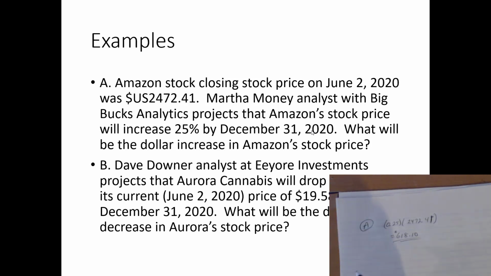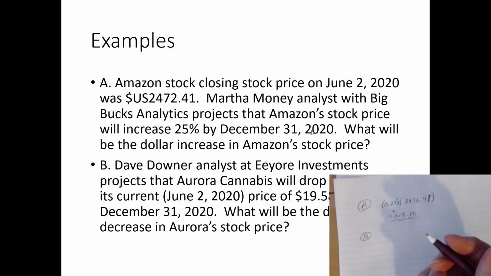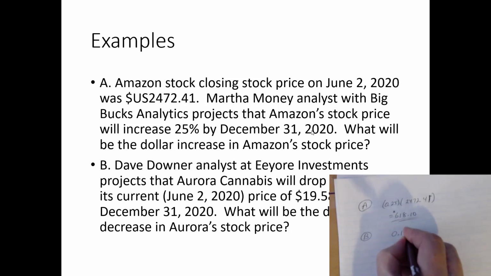We can similarly attack it as a decrease. B, and it's Dave Downer, analyst at Your Investments, projects that Aurora Cannabis will drop by 12% from its current June 2nd, 2020 price of $19.58 by the end of 2020. I cannot do a good Eeyore imitation, however.